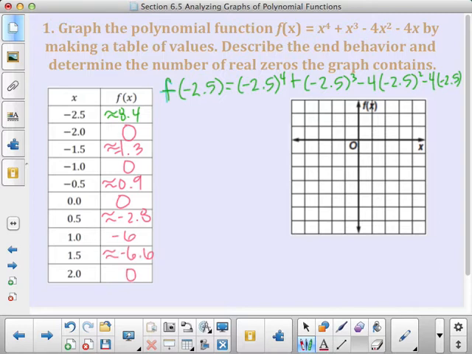So I'm going to go ahead and plot these values. So I have negative 2.5, 8.4. So I know I'm going to be positive up here somewhere. Negative 2, 0, negative 1.5, negative 1.3, negative 1, 0, negative 0.5, and 0.9, 0, 0. So I'm going to stop saying these and just plot them.